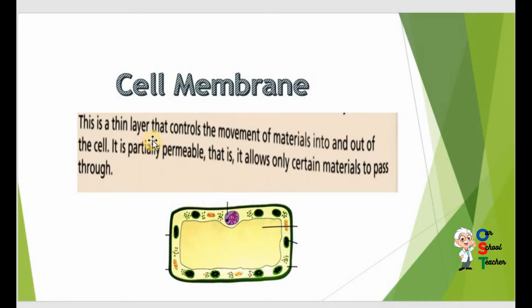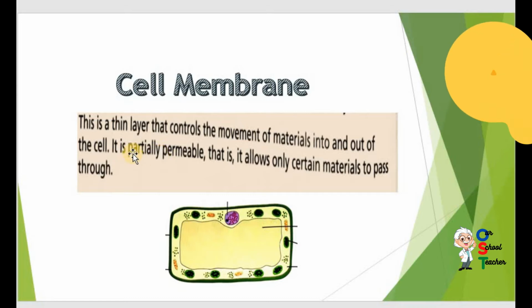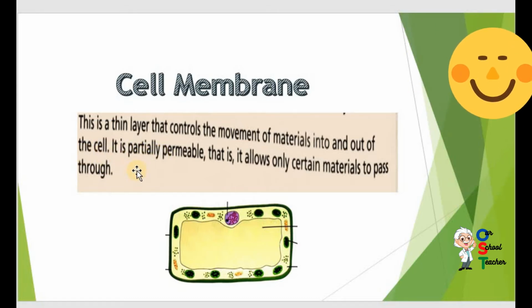There are three types of membrane: partially permeable, permeable, and impermeable. Partially permeable is also known as semi-permeable or half permeable. It means it allows only a particular type of particles. Permeable means it allows all types of particles. Impermeable means it doesn't allow any particle, just like the skin of a drum.